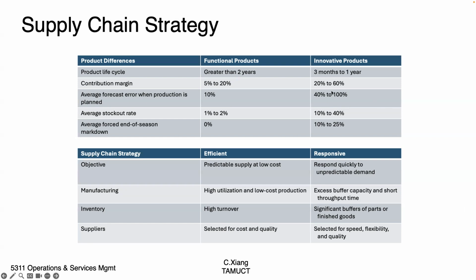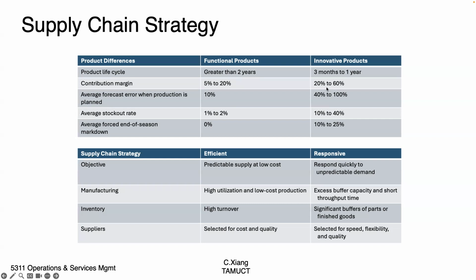Functional products tend to emphasize cost and basic utility. They are usually mature products with long life cycles, relatively low contribution margins, and very stable demand. As a result, forecasting errors are low. Customers expect high availability, and stockout rates are expected to be very low.